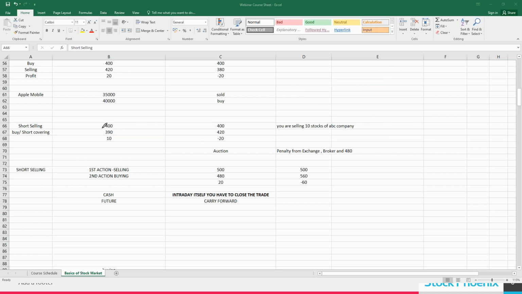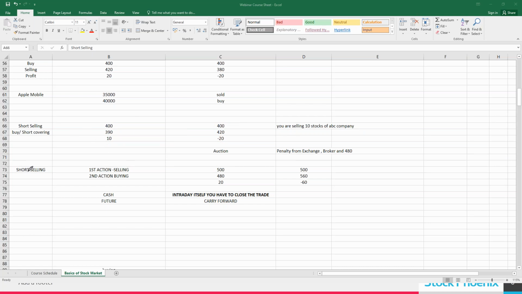Say, for example, I am selling a stock which is at 400, anticipating that the stock is going to come down, and I close this by buying it again at 390 rupees, that is 10 rupees profit. Again, I'm anticipating the stock will come down, I'm selling at 400 rupees, but the stock is turning up, going against my direction, so I'm closing at 420 with a 20 rupees loss. Okay, so the catch or the twist in short selling is, if you do short selling, you should cover it on the same day.